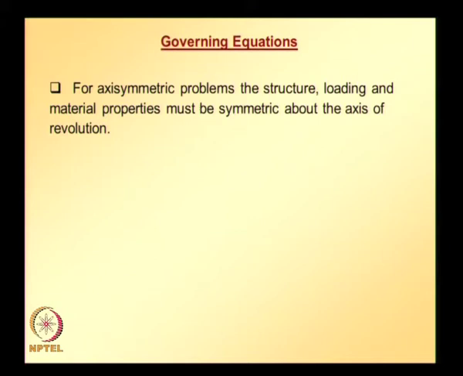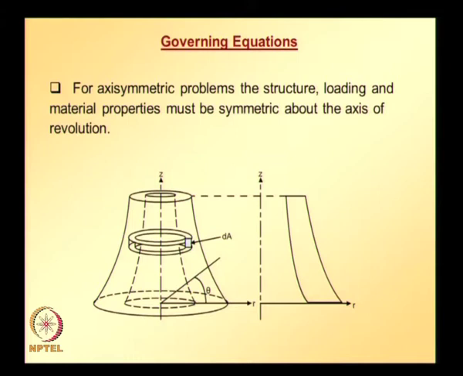One more important thing is that for axisymmetric problems the structure, loading and material properties must be symmetric about the axis of revolution. Here, in this particular situation, the z axis is the axis of revolution. So we can model this 3-dimensional problem as an axisymmetric problem only if structure, loading and material properties are all symmetric with respect to the axis of revolution. Even if the geometry is symmetric about the axis of revolution, if loading and material properties are not symmetric, then we cannot use this axisymmetric model.